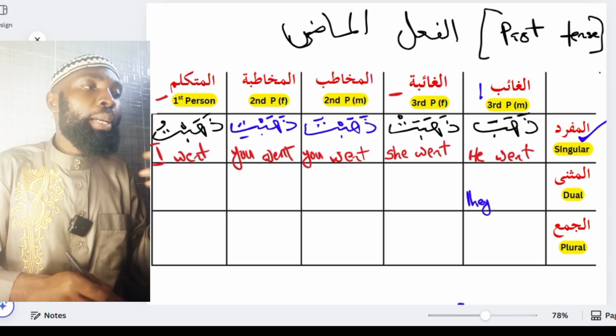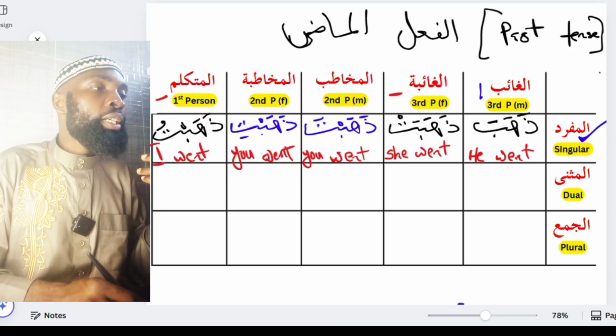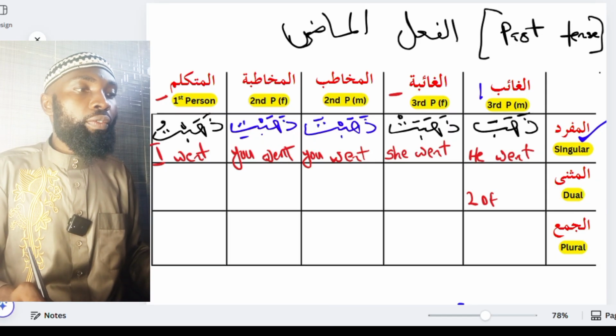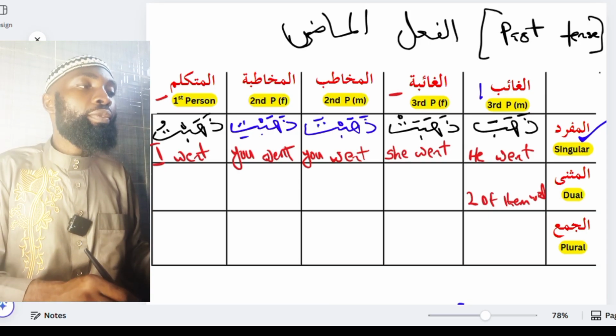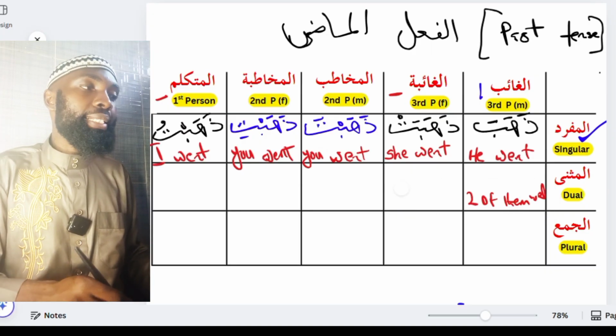They went, both of them, or you can say two of them went. Let's say two of them went to make it very easy for us. Let's use two of them went. Two of them went. So meaning both of them went. They went too. So we are saying two persons went.